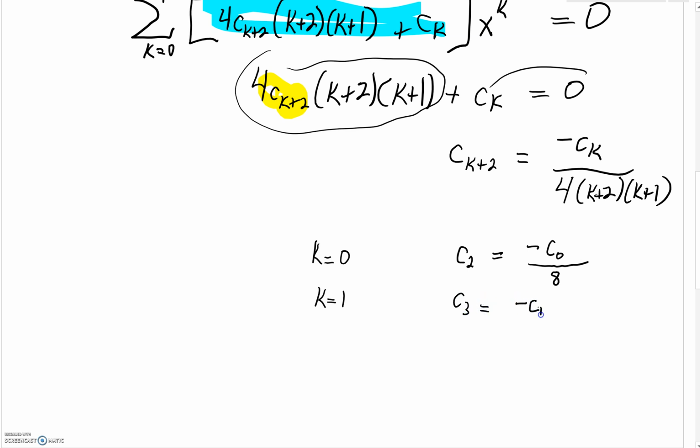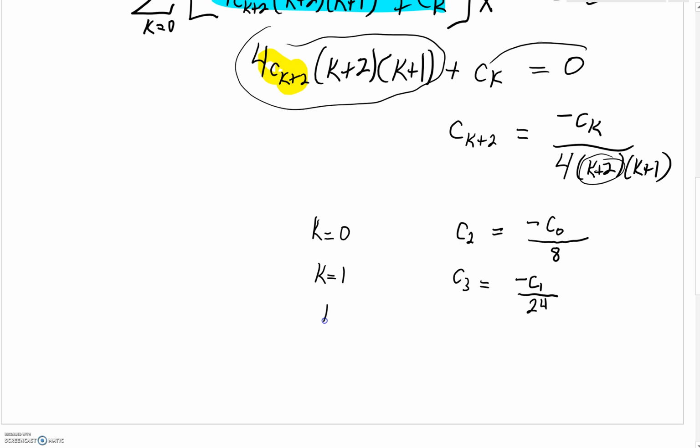And our numerator would be negative c sub 1. But down below now, we'd have a 1 plus 2 right here. That becomes a 3. 1 plus 1 is a 2. 2 times 3 is 6. 6 times 4, you'll get 24. Okay, and then you just keep going.